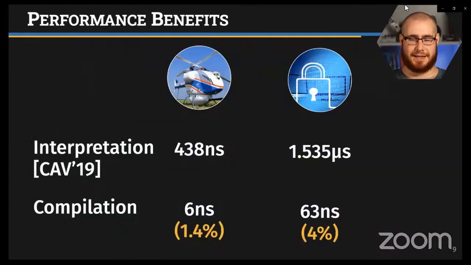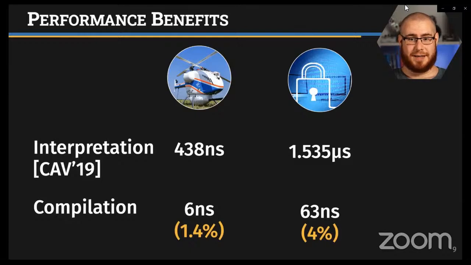So we compared it against an interpreter for Lola, which was presented at CAV 19. And for our simple running example, the interpreter needed around 430 nanoseconds per event, whereas our compilation only needed 6 nanoseconds, which is 1.4% of the running time. We also tried a more involved specification for network monitoring, and we can see that it's much more complicated because the interpreter needed 1.5 microseconds per event, and our compilation also needed longer, but it only needed around 60 odd nanoseconds, which is 4% of the running time of the interpreter. So we know what we generate is highly performant code.